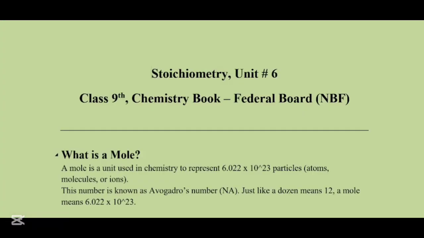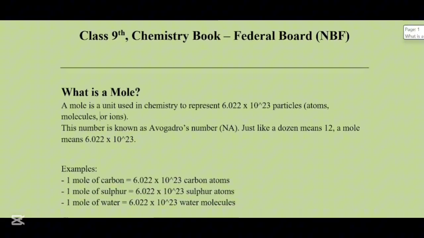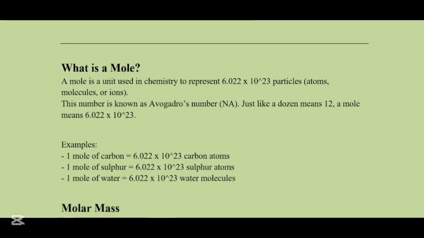Today we're gonna learn about moles and molar mass. What is a mole? A mole is a unit used in chemistry to represent Avogadro's number of particles, which means atoms, molecules, or ions. This number, which is Avogadro's number, is 6.022 multiplied by 10 to the power 23. Just like a dozen means 12, a mole means Avogadro's number.